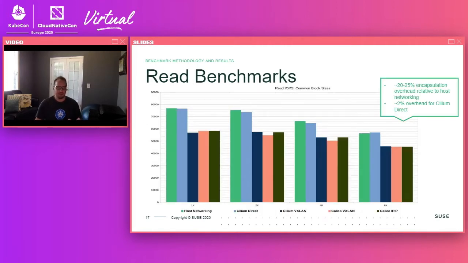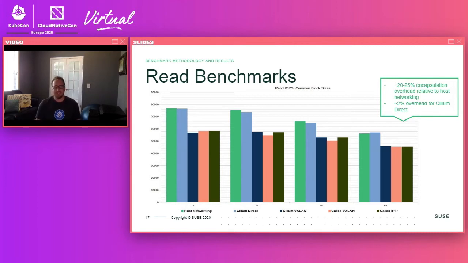So let's start by looking at read benchmarks. And I'm going to call out what I'm deeming common block sizes. So this would be anything from 1K to 8K block sizes. When performing a read benchmark with this single client, we observe a 20 to 25% overhead when using encapsulation. So both Cilium and Calico, when encapsulating pod traffic, are incurring pretty significant overhead.